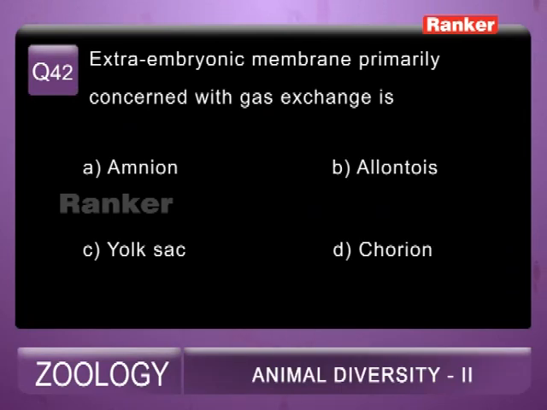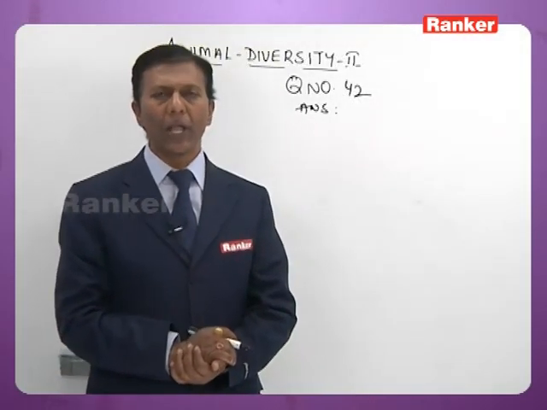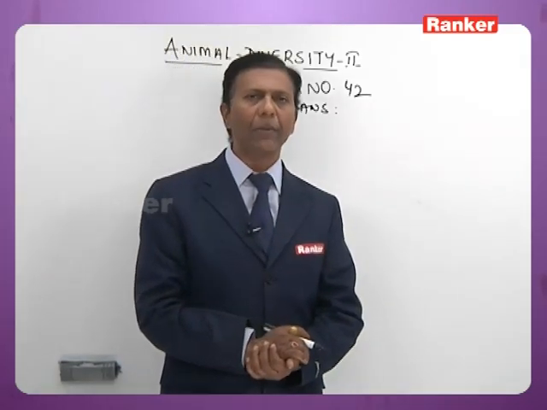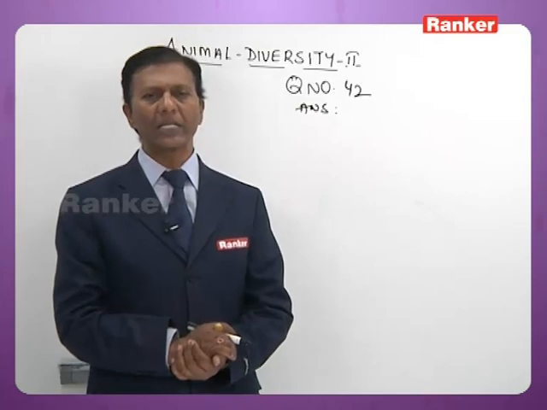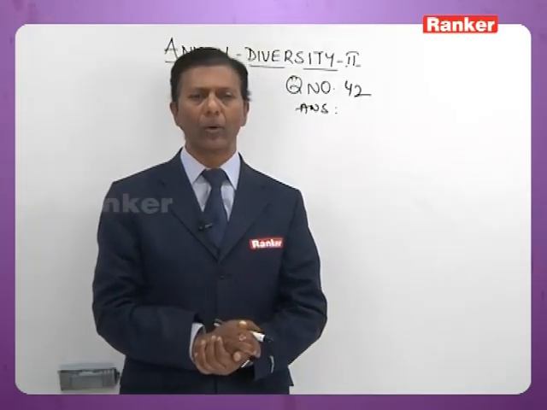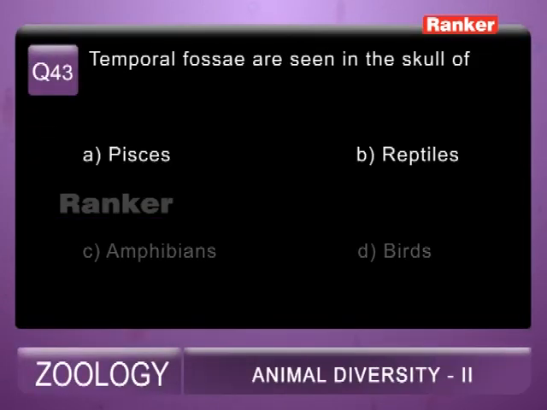Now 42 question here now. Extra embryonic membrane primarily concerned with gas exchange is A. Amnion, B. Allantois, C. Yolk sac, D. Chorion. Among extra embryonic membranes, chorion is meant for exchange of respiratory gases, you know. Amnion is protective in function, allantois is basically excretory in function, and yolk sac nourishes the developing embryo. So 42 question, correct answer is D. Chorion.